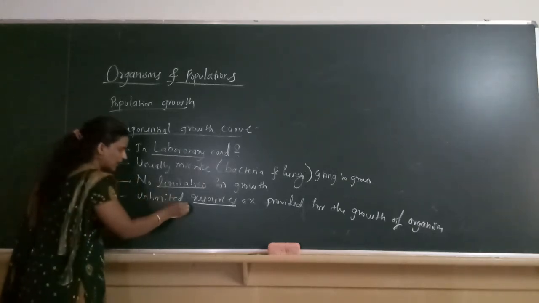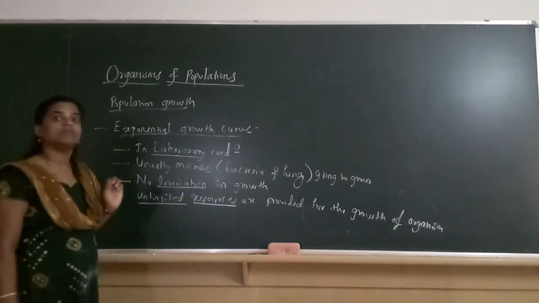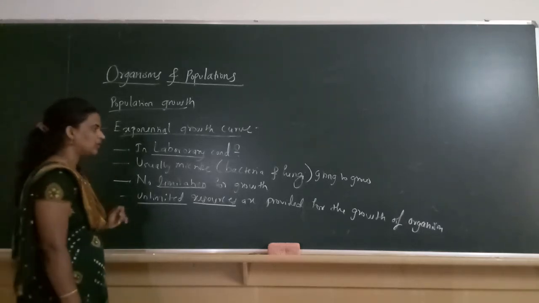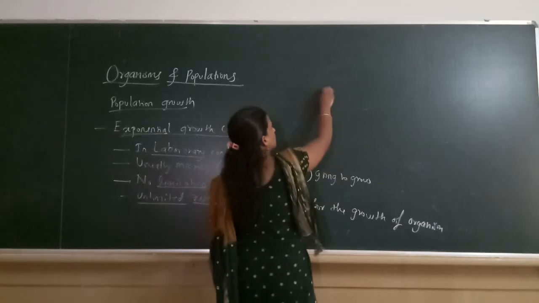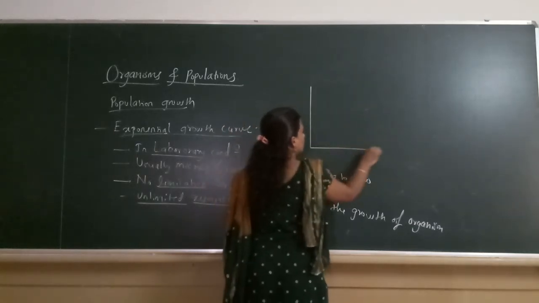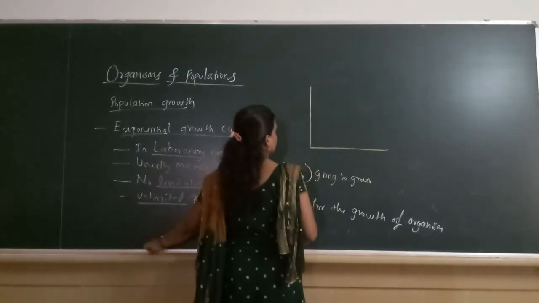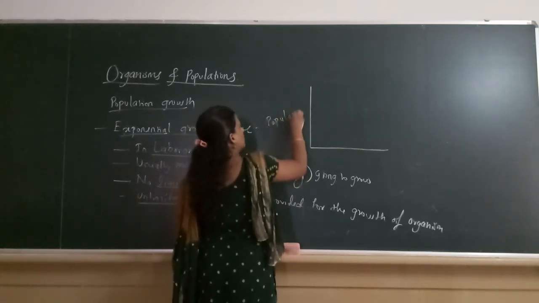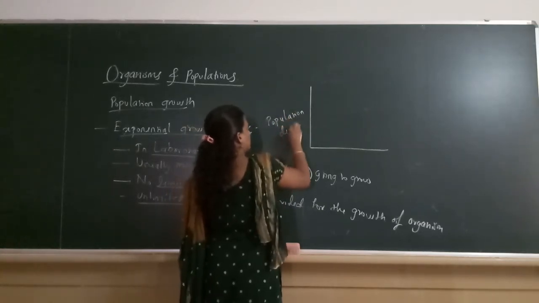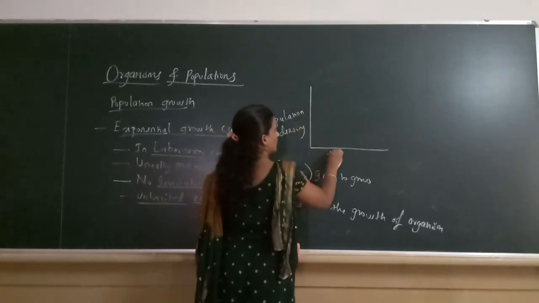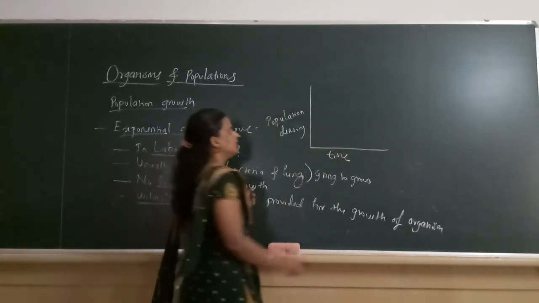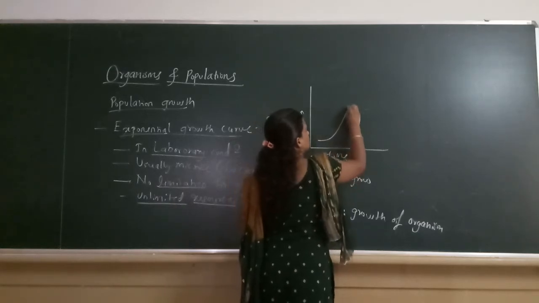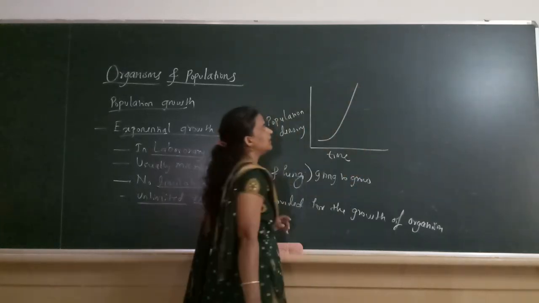Continuously it is growing and then we are going to provide unlimited resources. So it is called exponential growth. This is a graph. Okay, in the graph, this is population density. This is time t. Okay, see like this. If we start from this, means start continuously growing.